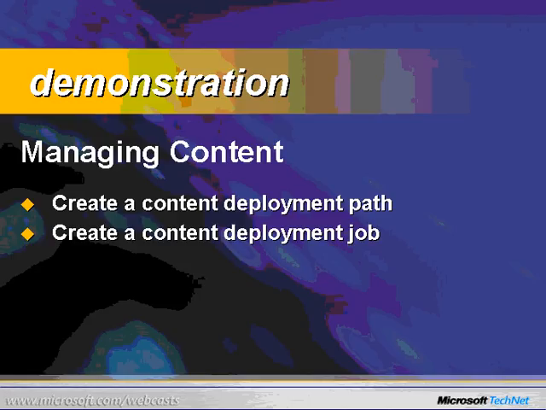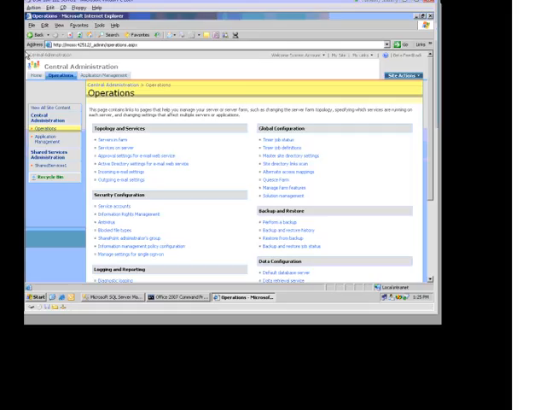So we have content that's new on one site. We want to make sure that it is duplicated on another site. And we do that by creating something called deployment paths and deployment jobs. So that's what our next demonstration is.